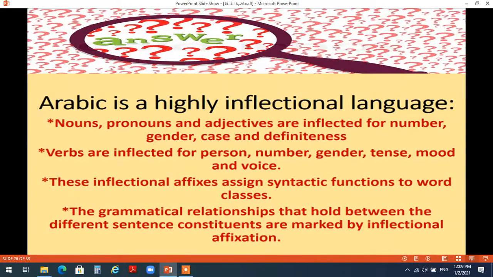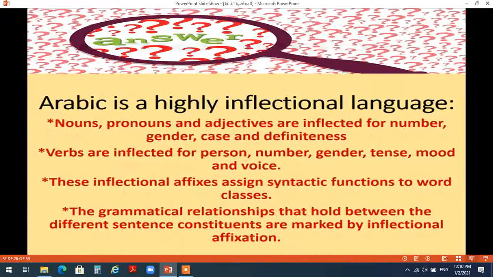Nouns, pronouns and adjectives are inflected for number, gender, case and definiteness. إذن كما شرحنا قبل قليل إنه الأسماء والصفات والضمائر كلها تتغير وكلها تتأثر بتغير حالة الكلمة. Verbs are inflected for person, number, gender, tense, mood and voice. أيضا الأفعال تتغير أو تتأثر بتغير كل هذه الكاتيجوريز. These inflectional affixes assign syntactic functions to word classes. هذه الإضافات تؤدي وظائف نحوية معينة على فئات الكلمة.